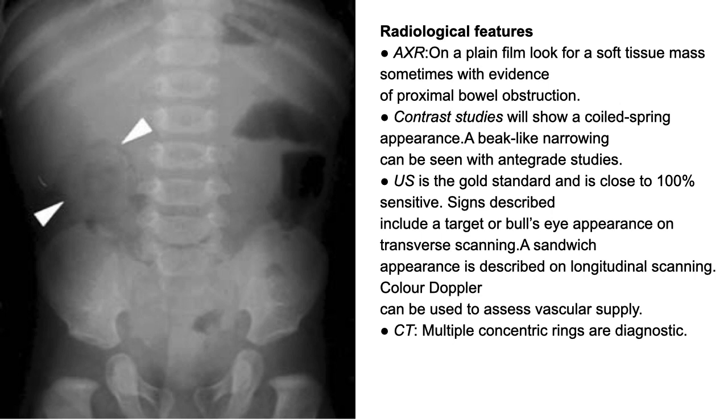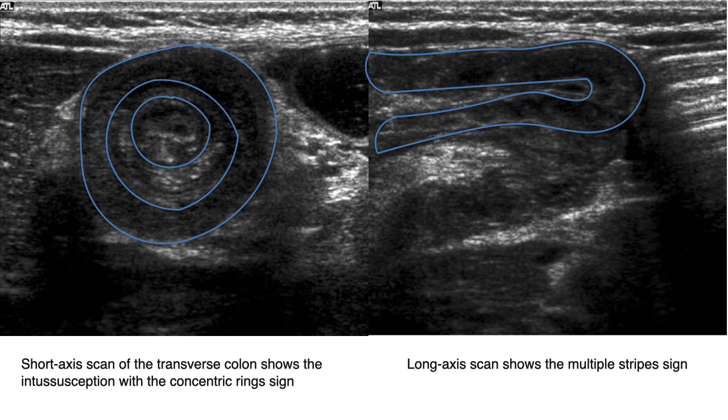From the ultrasound, two signs: target sign or bull's-eye sign. When you see this in the report, we are talking about intussusception. You can see here the target sign, and on your right it looks like a sandwich. This is the sagittal view of the same pathology on the left. Intussusception looks like a sandwich. Very important for you.